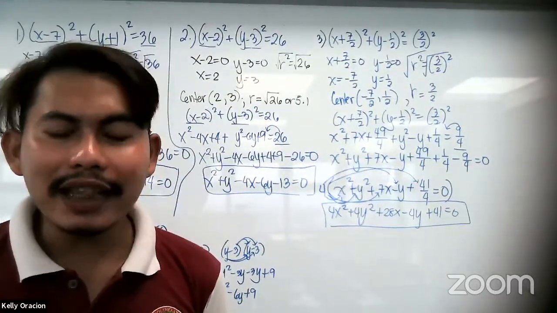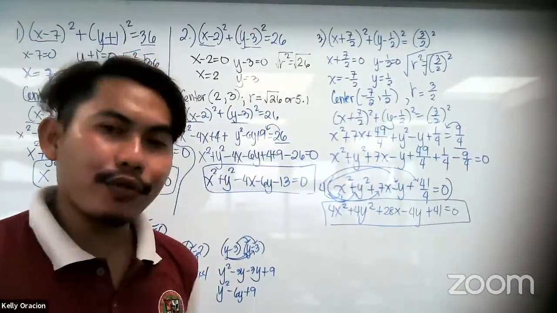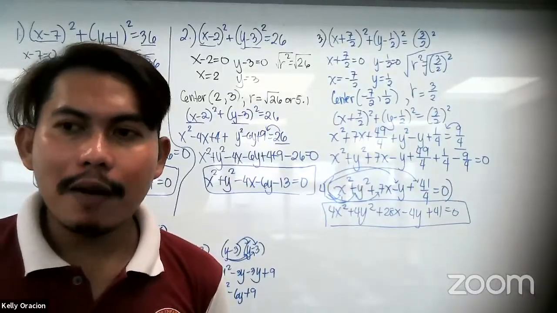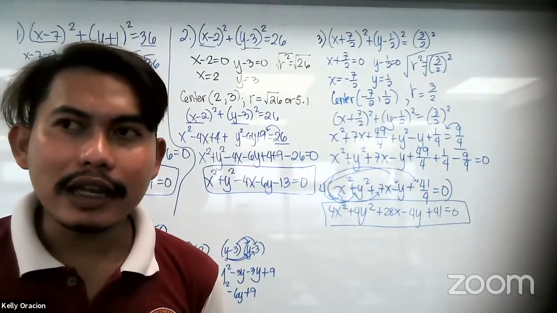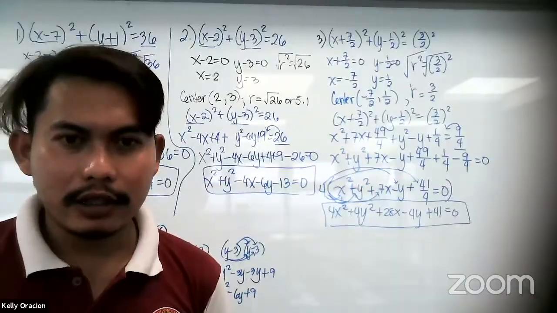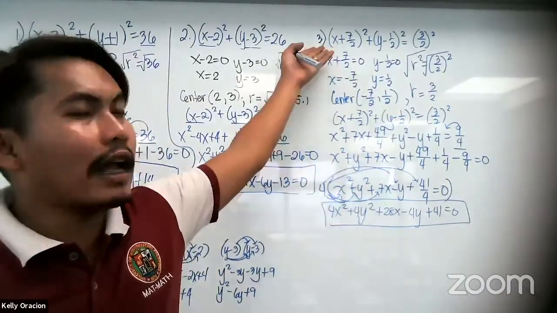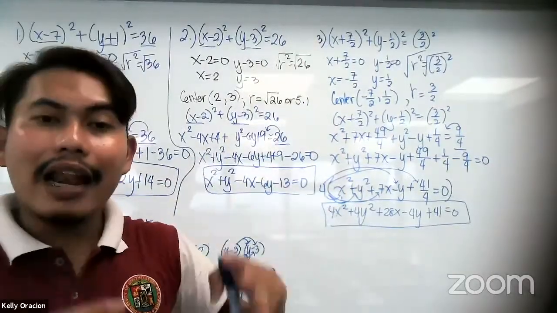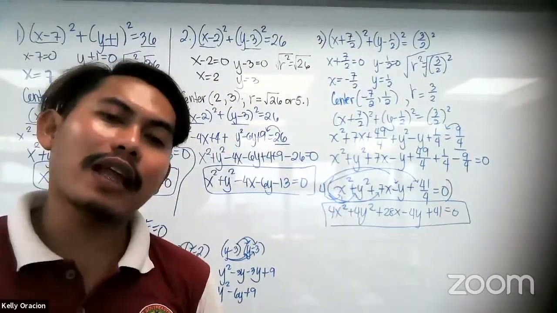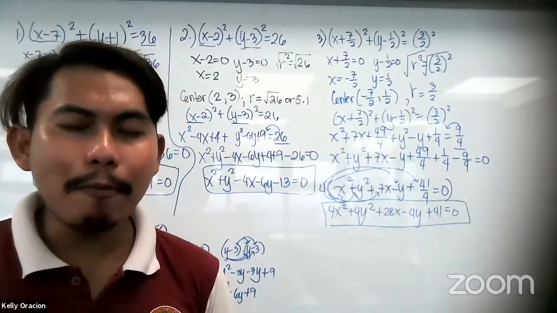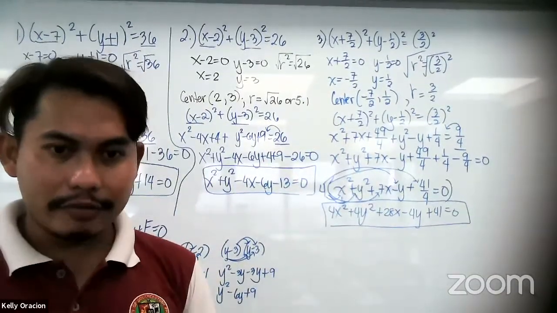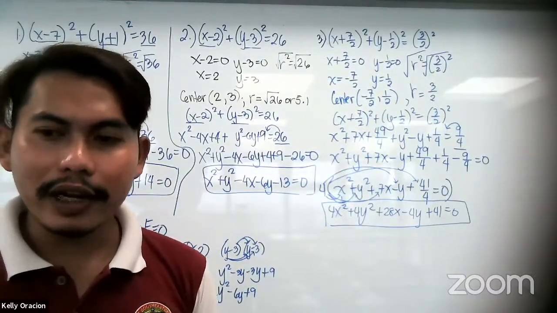Okay? So kindly copy our example number 3, the solution. And after that one, let's proceed to our second part. Kung ito standard to general, again, kung ito standard to general, later I will be presenting to you the examples that we are going to solve for general to standard. Okay, so kindly copy.